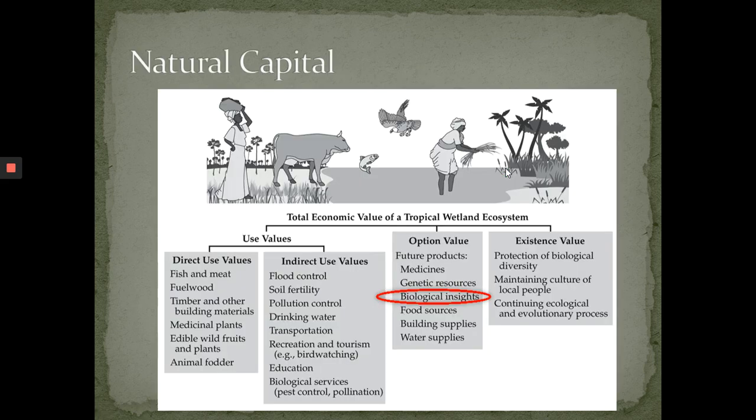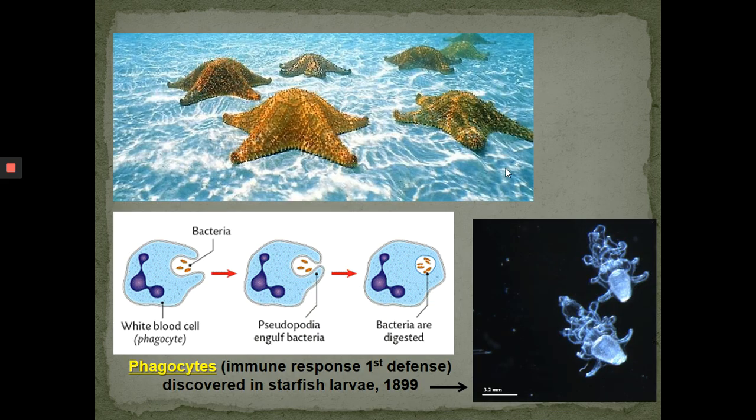One thing that I want to talk about with option value is, in particular, biological insights. We didn't know about how organisms can do what we call phagocytosis, endocytosis, and exocytosis. We didn't know about those things until we saw them in bacteria. We didn't know about those things until we saw them in starfish as well. So we didn't know about these things until we saw them in other organisms. And those insights of learning about these other organisms let us know what's actually happening in some of our cells as well.